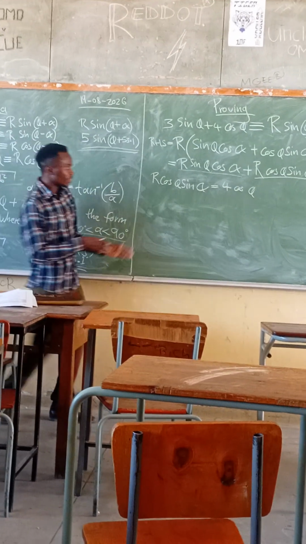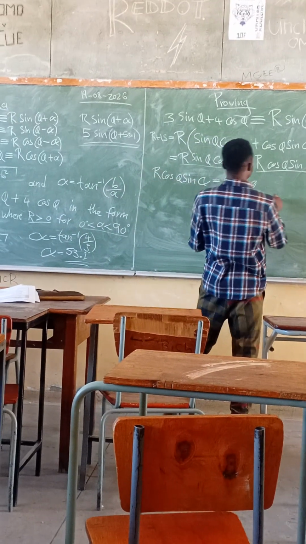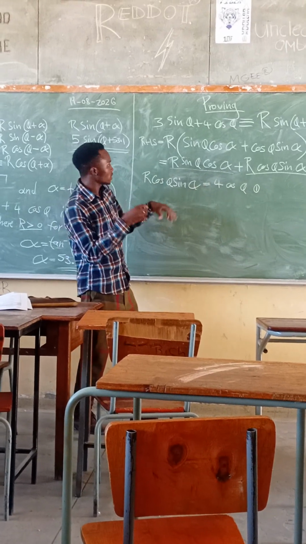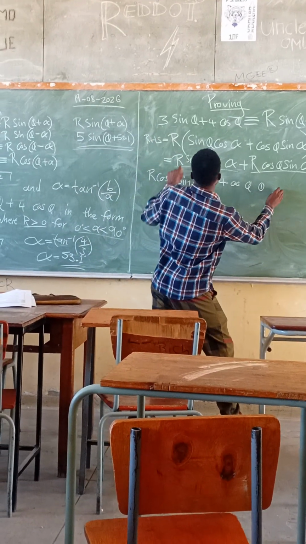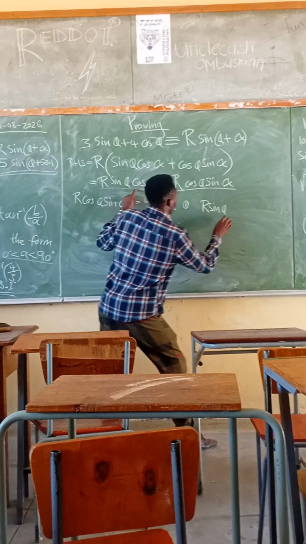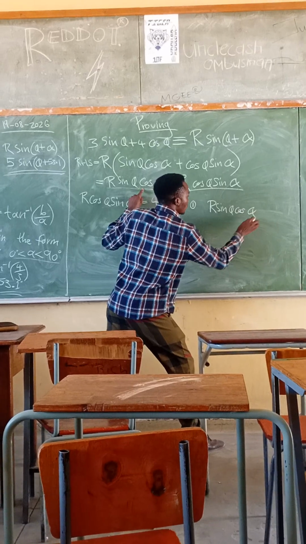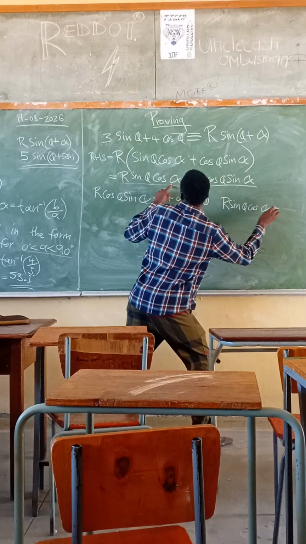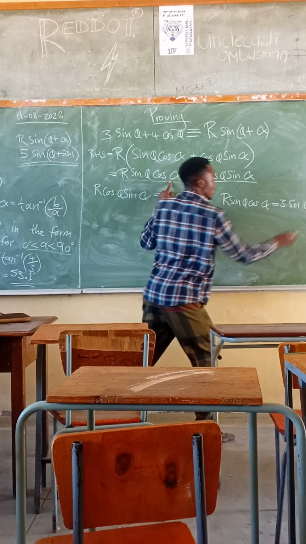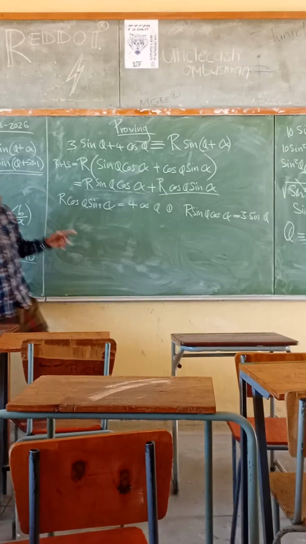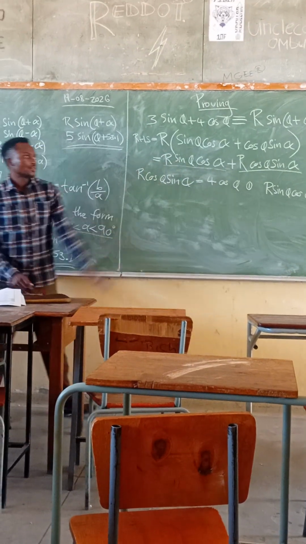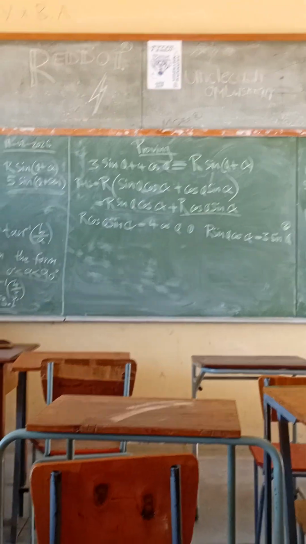That's our first equation. The second equation is R sin theta cos alpha must give us 3 sin theta. That is our second equation. We have our first equation and our second equation.